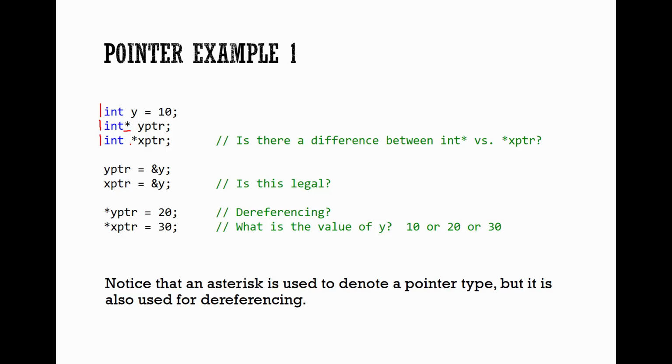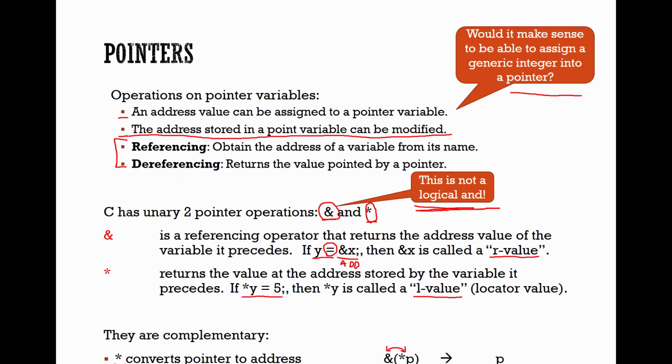The next line is similar. It goes int * xptr, right? So it's doing something similar, but notice that I have my space in a different place, which you may wonder about. You may think, oh, I wonder if there's a difference between that. For us, there's effectively no difference. Basically, it's a style thing.